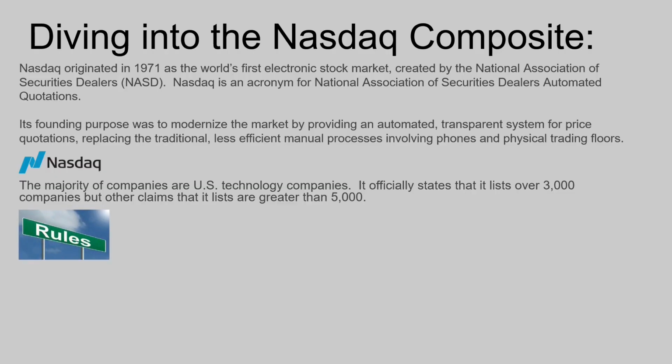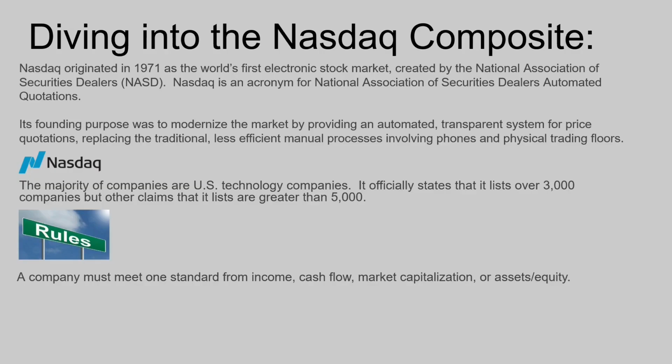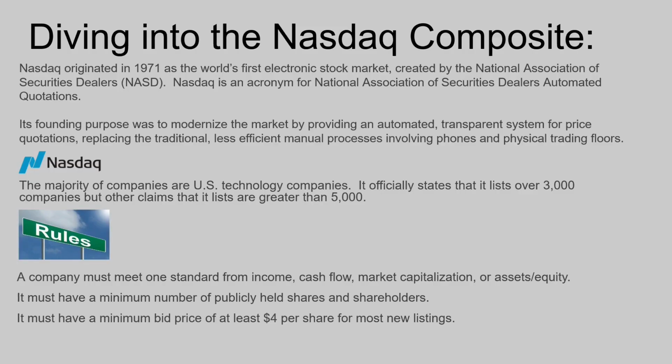So here are some rules to get in and stay in the NASDAQ. A company must meet one standard from income, cash flow, market cap, or assets and equity. Meaning it needs to show positive income and cash flow. Also market cap, kind of like the S&P 500 at that 20.5 billion, they have a requirement that'll be somewhat similar. It also must have a minimum number of publicly held shares and shareholders, and a minimum bid price of at least $4 per share for most new listings.